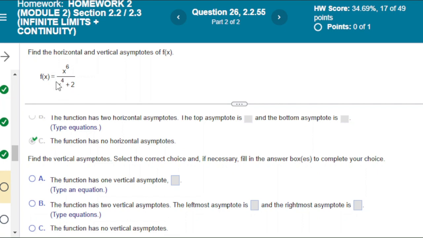Any value of x that you plug in here is going to make that positive, right? Whether the input x is positive or negative, raise it to the fourth is positive, add 2, it's even more positive, right? And so it's not going to have any zeros. So there's actually going to be no vertical asymptotes either.